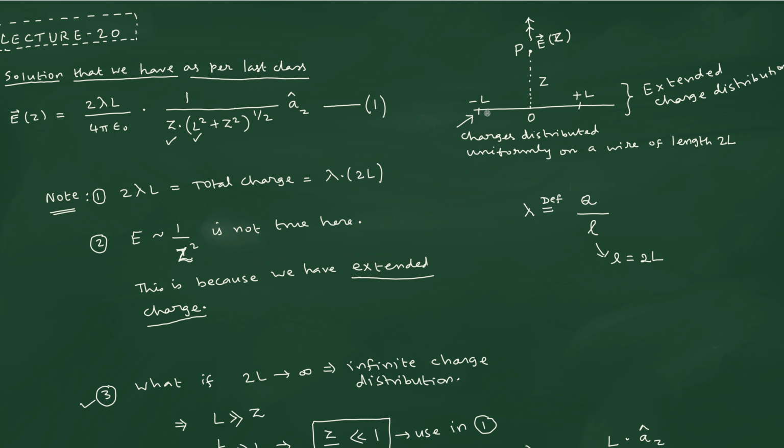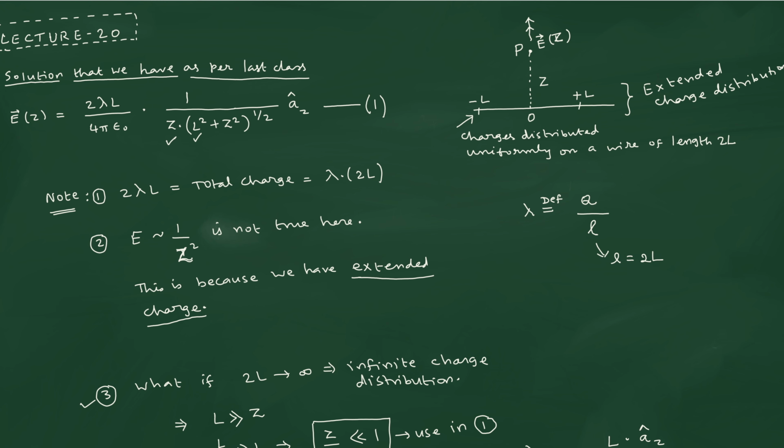Let it be minus L to plus L, that we will not disturb. And only this particular place of the point P is changed. So that means you are going away from the charge distribution, far away from the charge distribution, and then you are going to measure what is the electric field. If you measure, what will happen to equation 1? Equation 1 is here. So you should remember the equation 1 and then you have to simplify.